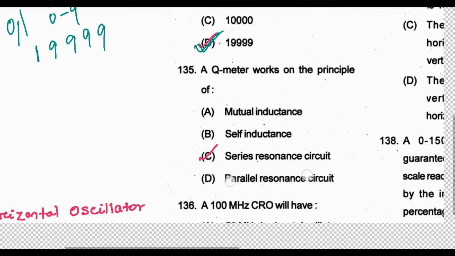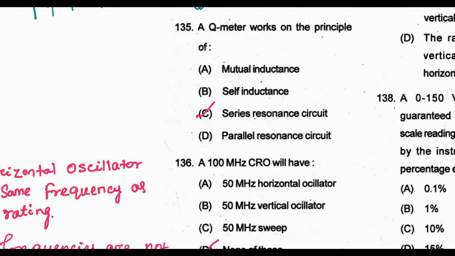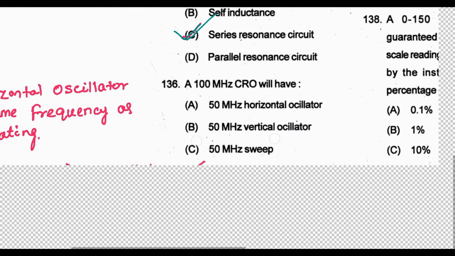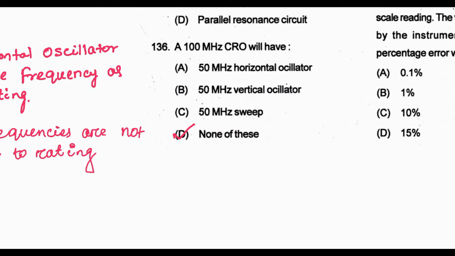Next question: a Q meter works on the principle of series resonance circuit. Next question is, a 100 megahertz CRO will have option A, 50 megahertz horizontal oscillator, option B, 50 megahertz vertical oscillator, option C, 50 megahertz sweep, option D, none of the above.